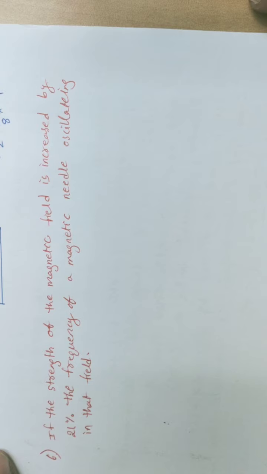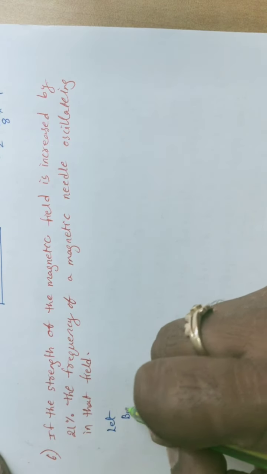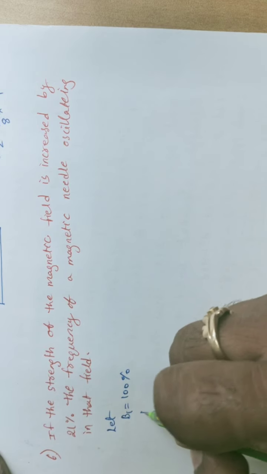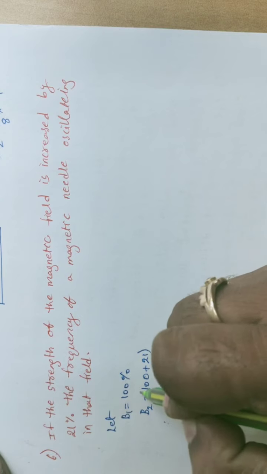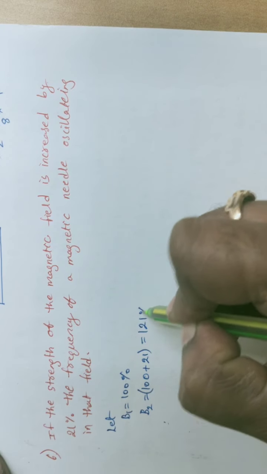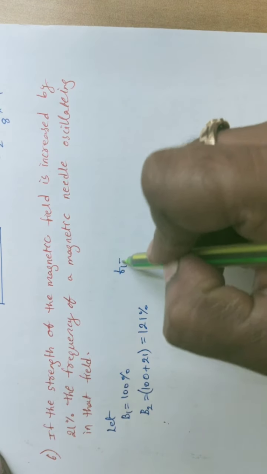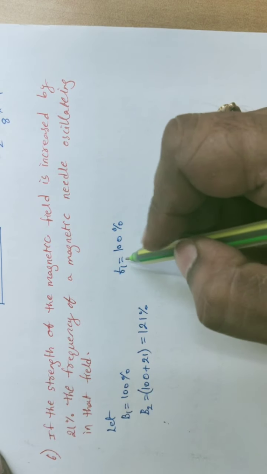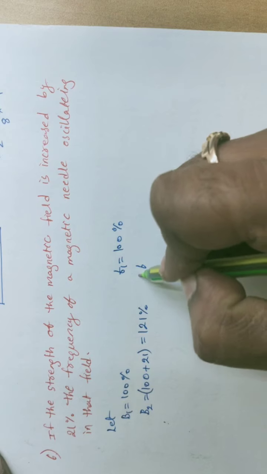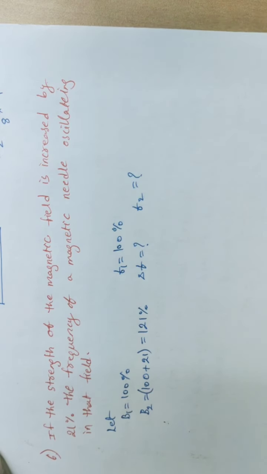The strength of the magnetic field is increased by 21%. Let me take B1 is equal to 100%. Now 21% increase means B2 is equal to 100 plus 21, that's nothing but 121%. The frequency of the magnetic oscillating needle in that field: let me take F1 is equal to 100%, then we want to calculate whether F2 increases or decreases. So we want to find the F2 value also.